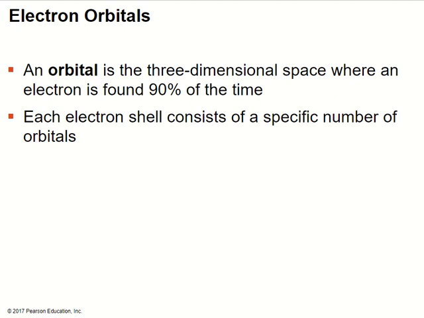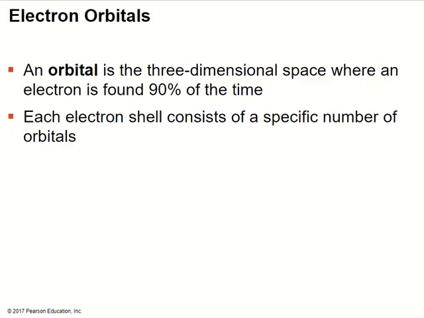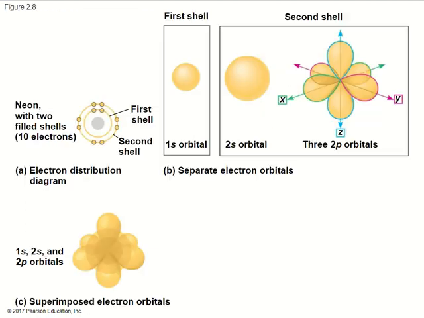The electron orbitals. An orbital is a three-dimensional space where an electron has a very high probability of being found. According to this textbook, that's considered 90% of the time. Each electron shell consists of a specific number of orbitals, and each orbital can only hold at most 2 electrons.